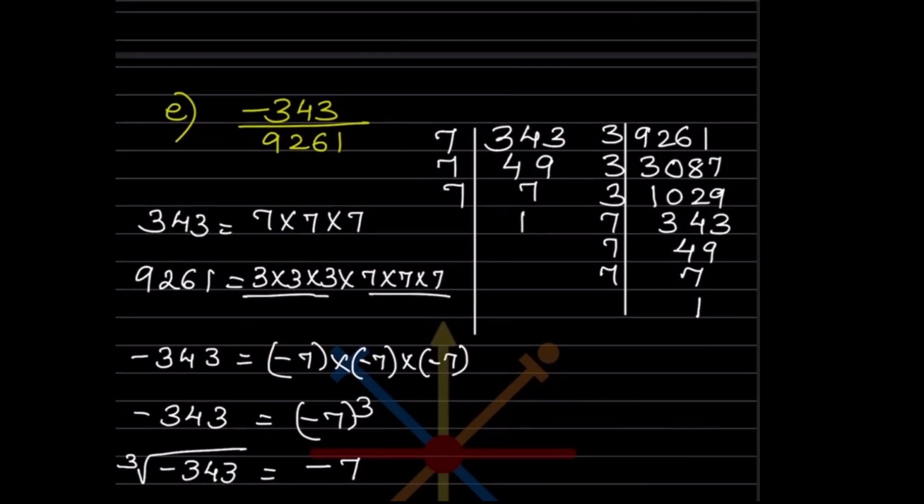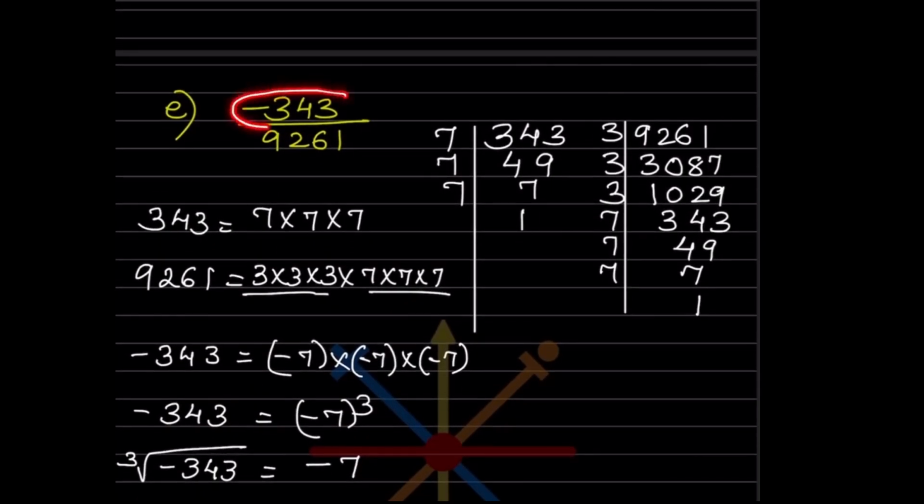Now let us see for this one. Again we are just going to ignore this negative sign first. We'll just take the factors of 343. So these are the factors. 9261. So these are the factors. So 343 is going to be 7 into 7 into 7.